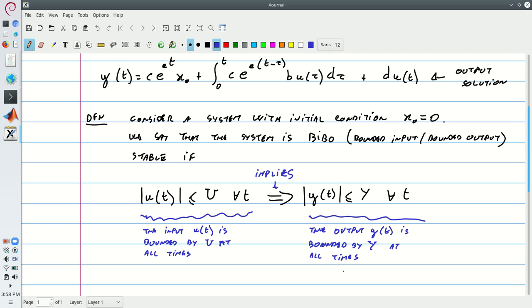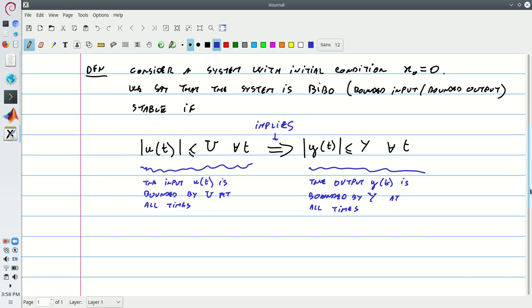We have specialized it to the specific case of a scalar u and scalar y, but it's not going to be a problem to extend it to the case where u is a vector and y is a vector. In that case, you need to have every component of the vector bounded, but we'll see this later. So far, we are dealing with first-order systems with scalar input, scalar output, and scalar state. And so we're just giving this as a preliminary definition for BIBO stability.